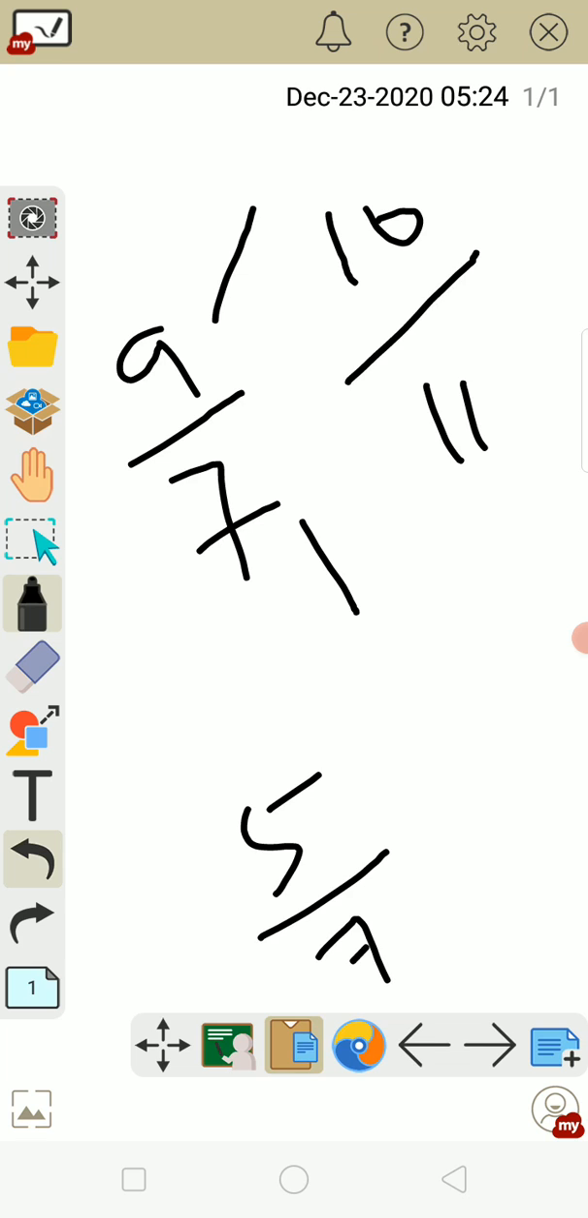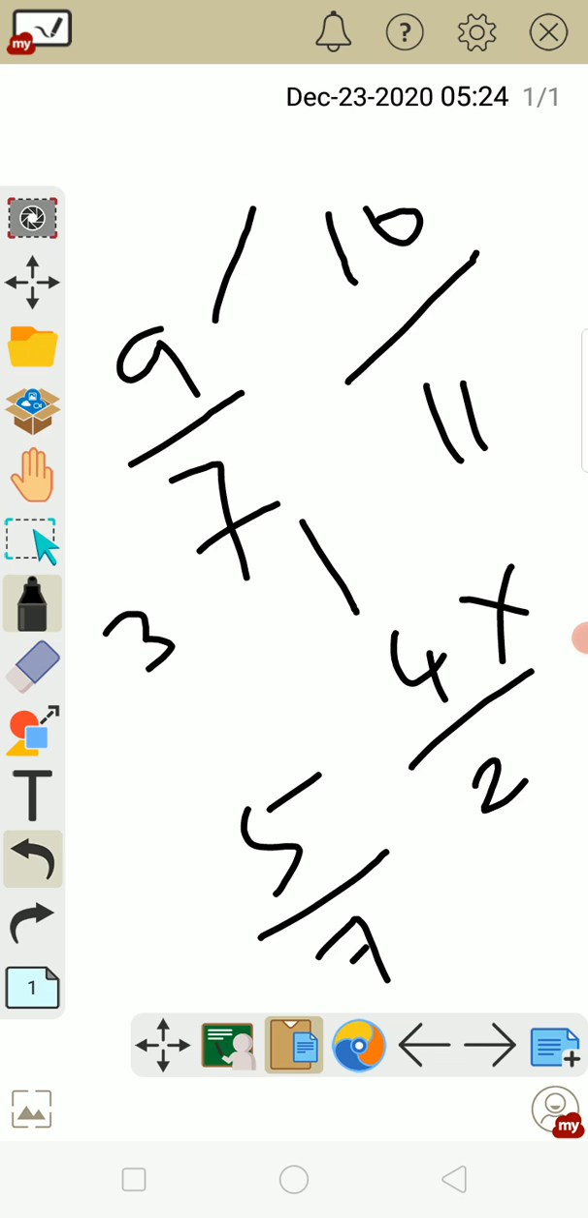Now see, 4 upon 2. Is it possible? No. Only 2 pieces are there. How can you eat 4 pieces? It's an improper fraction. Now 3 upon 1. Is it possible? I have only 1 piece, but I ate 3 pieces. So this is an improper fraction. I hope you understand what I'm telling.